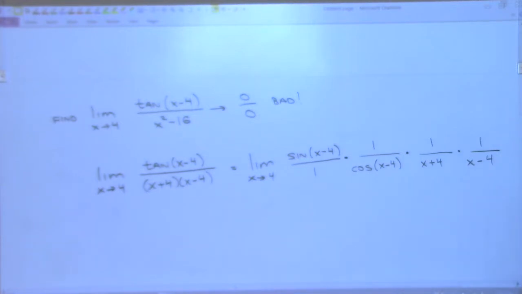Thank you for bringing me back. Okay, no, I appreciate that. Would it be junk over junk if we were to move the x minus 4 over to the first? Absolutely, that's what we're looking for.